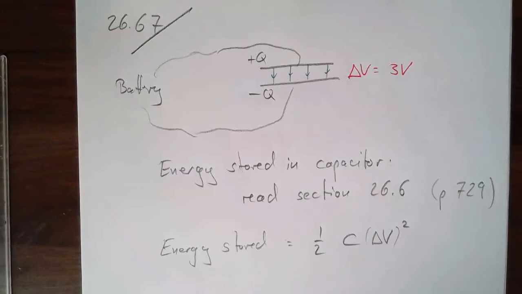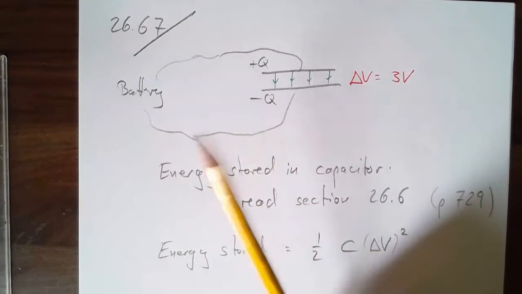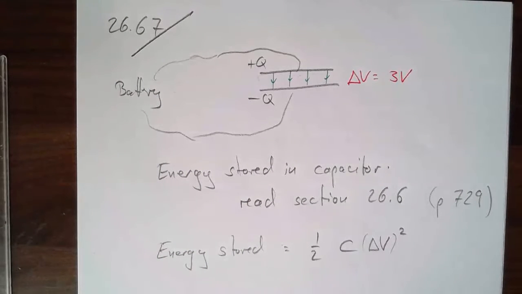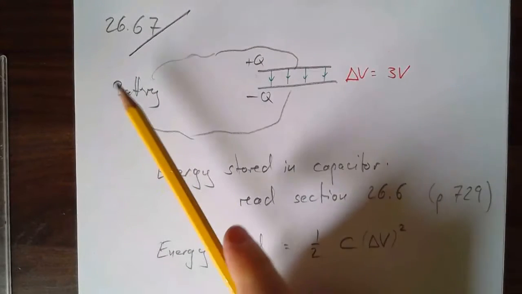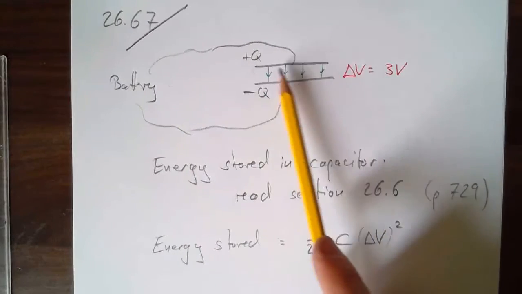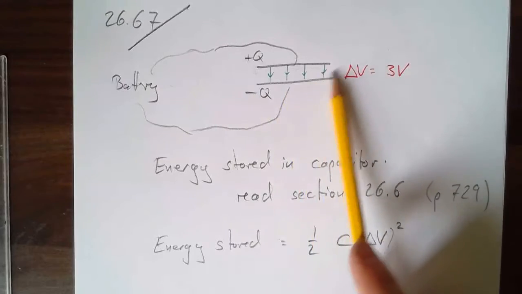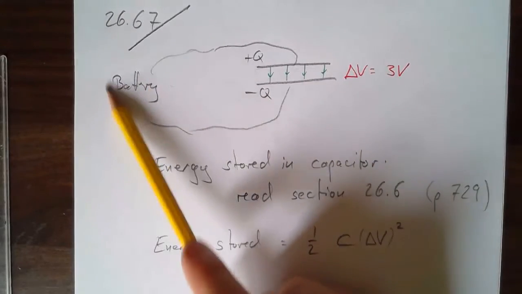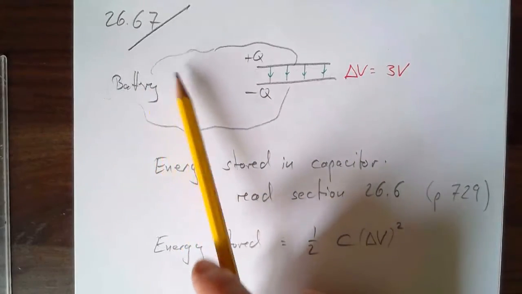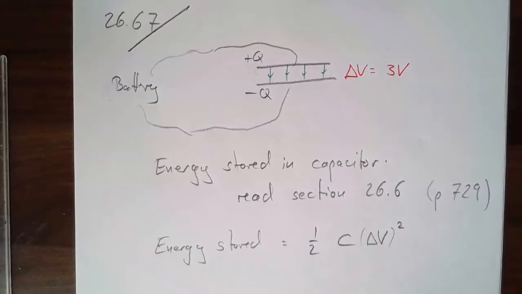Here's number 26.67. The idea here is that we have a capacitor, we hook it up to a battery, and the battery essentially provides a constant potential difference. So what's going to happen is you connect it to the battery, and after a very short while in fact, the capacitor will be charged, and the potential difference across it is given by the potential difference that the battery creates, which in this case I think we're given 3 volts.